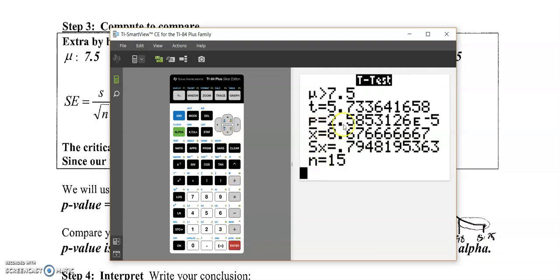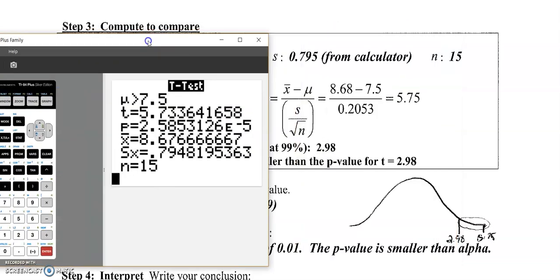It says p equals 2.585, but be careful, it's not 2.585. At the end of it, there's an e to the negative 5. That means you have to take the decimal, move it 5 places to the left, so you'd have 0.0000258. Essentially, our p-value is very small, very small.